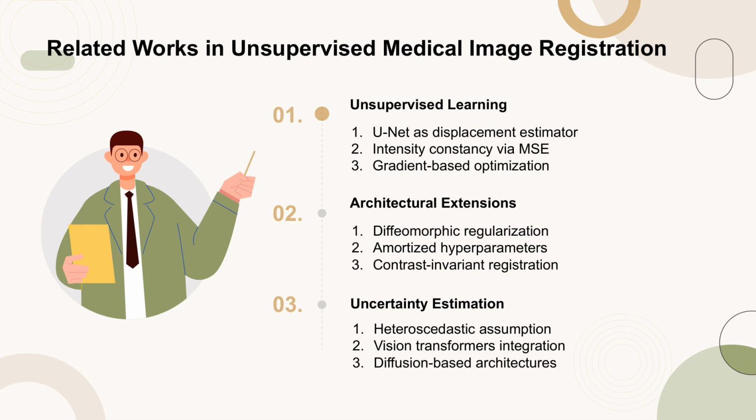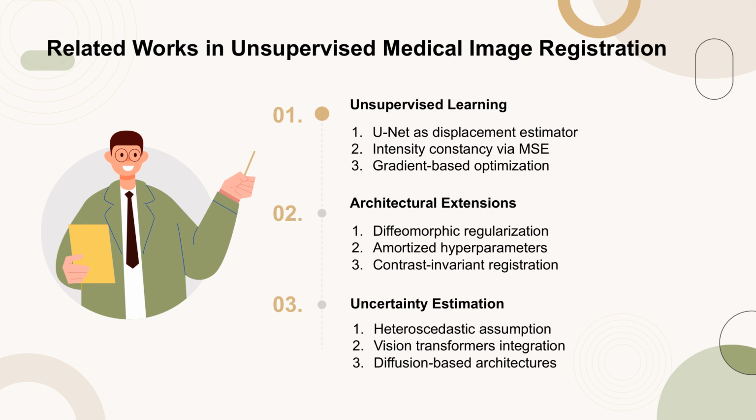Balakrishnan et al. proposed an unsupervised learning framework using UNet as the displacement estimator. This framework ensures intensity constancy by minimizing the mean squared error between the warped source image and the target image, updating the parametric displacement estimator through gradient-based optimization. Various extensions to this architecture have been proposed, including adding diffeomorphic regularization, jointly learning amortized hyperparameters, and learning contrast invariant registration without acquired images. Additionally, recent advances in vision transformers and diffusion models have been integrated into these frameworks to enhance performance.